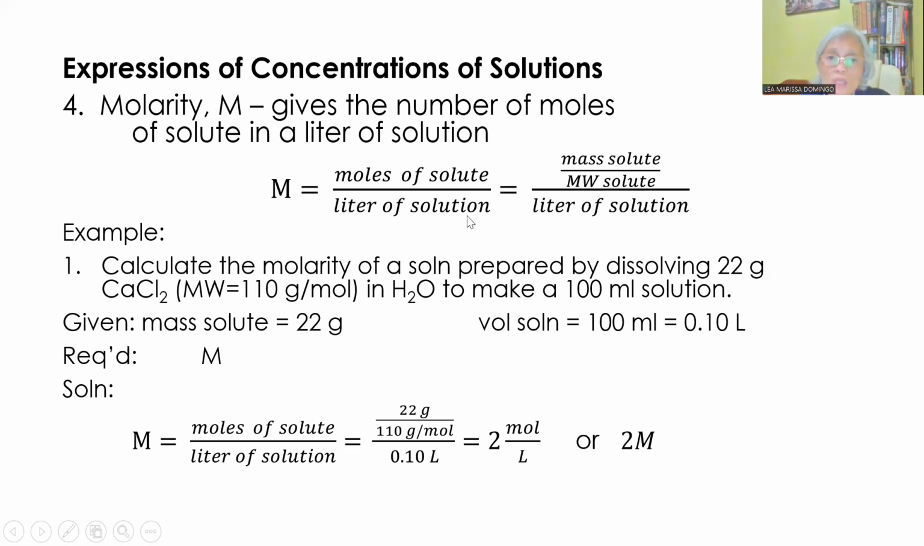Why do we convert, ma'am? Because in our definition, the denominator is liter of solution. So substituting, mass of solute is 22 grams divided by molecular weight 110, divided by the liter of solution. So we have 2 moles per liter, or 2 molar.